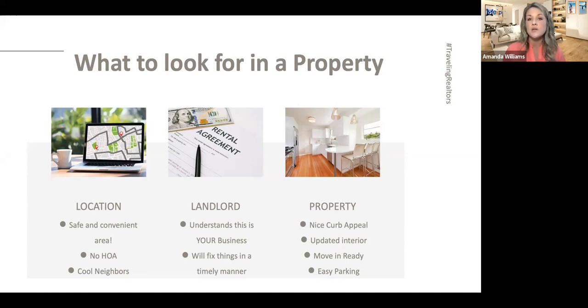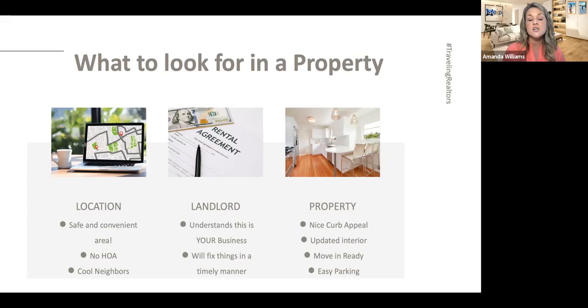So it's really important to have a landlord that understands how important this is and that you run this as a business. This is not just a hobby. This is not something that you're just playing around with. This is your business, and one bad review can kill you on Airbnb. So when done correctly, you'll be fine.